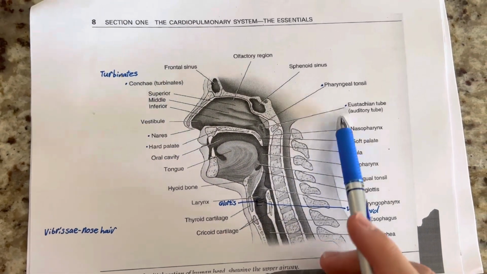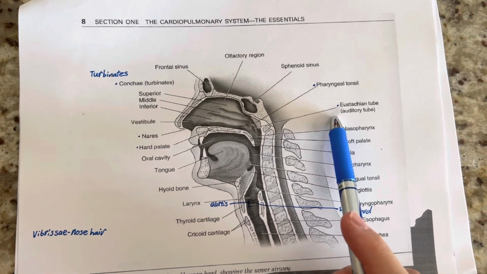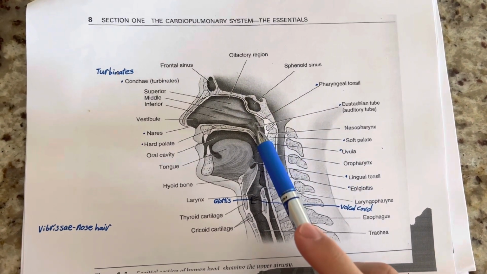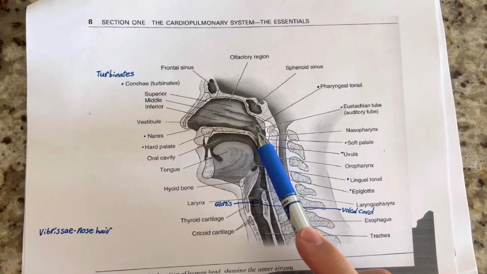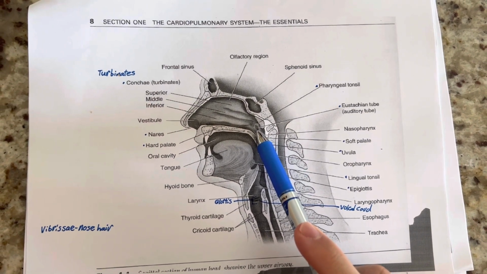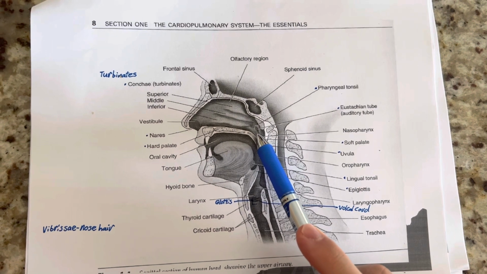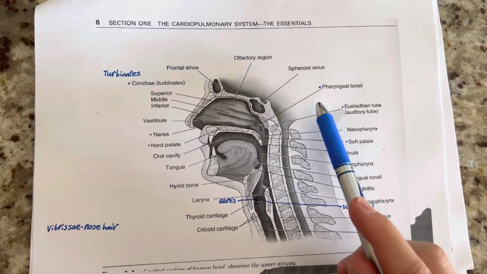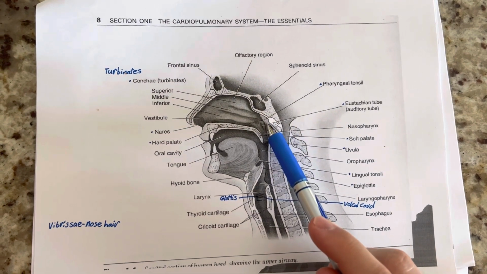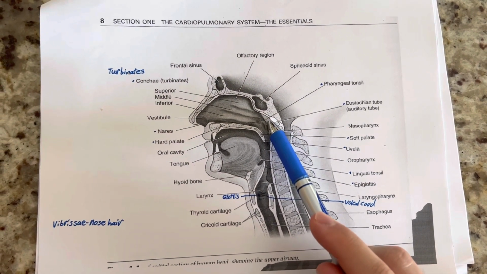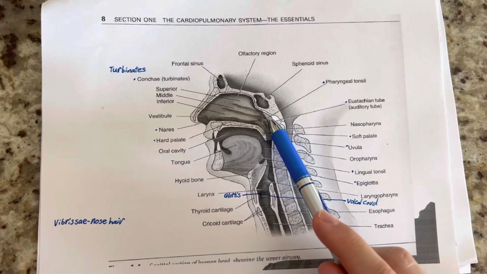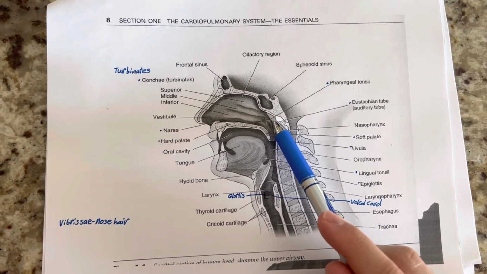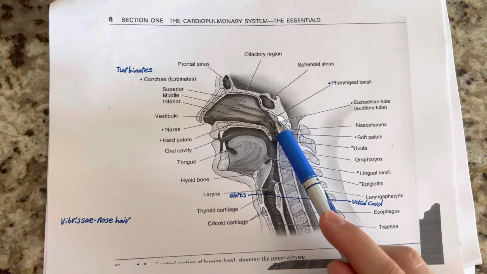This is the Eustachian tube right there. This is the pharyngeal tonsil, kind of in the back of your nose.